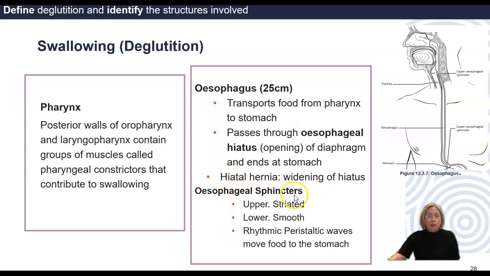There are two esophageal sphincters, the upper esophageal sphincter and the lower esophageal sphincter. The upper contains skeletal muscle. It's striated, it's under conscious control, and when it relaxes, the bolus of food enters the esophagus. The lower esophageal sphincter contains smooth muscle, so it's under involuntary control. And when it relaxes, then the bolus of food enters the stomach. And rhythmic and powerful peristaltic waves move food through the esophagus and on into the stomach.